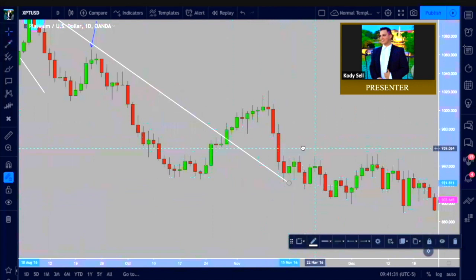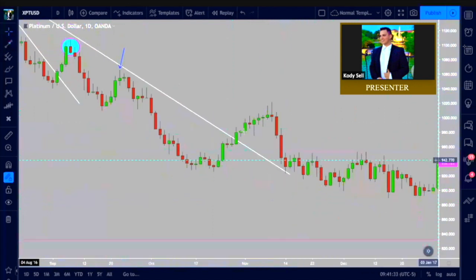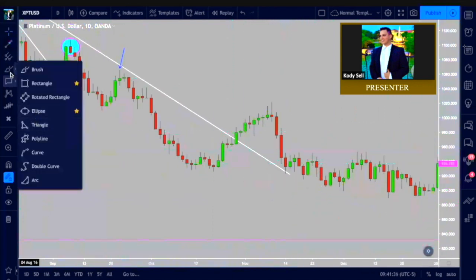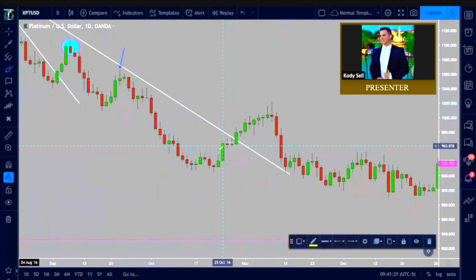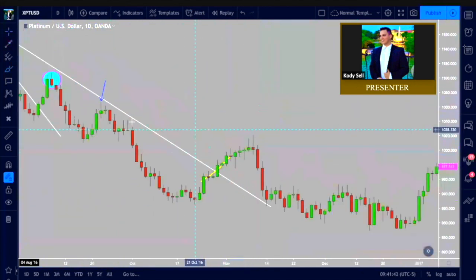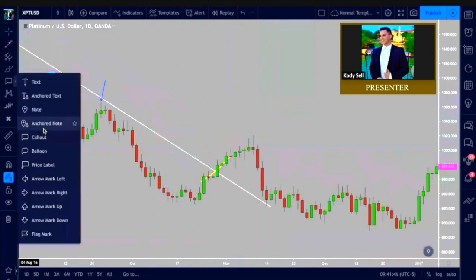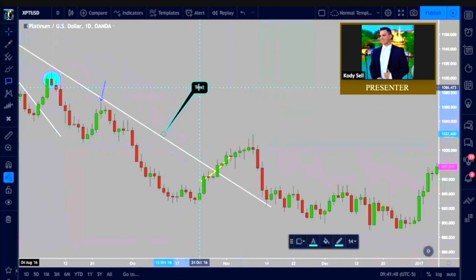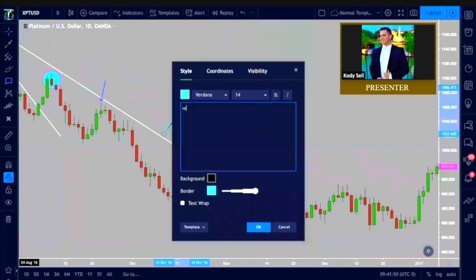So what happens after that? What does price do? Well, we breach with a decent candlestick. What are we expecting now that our descending trend line, which was once acting as, so this was acting as resistance.